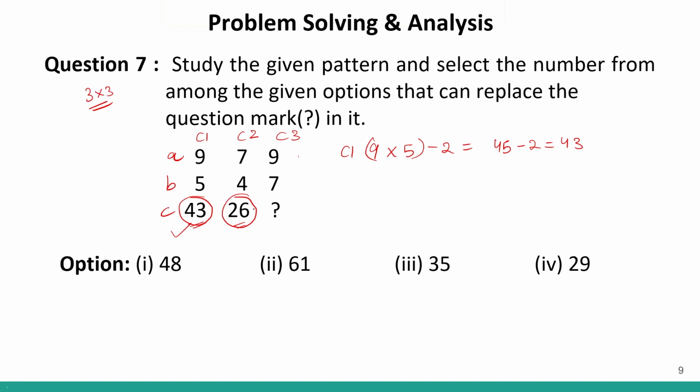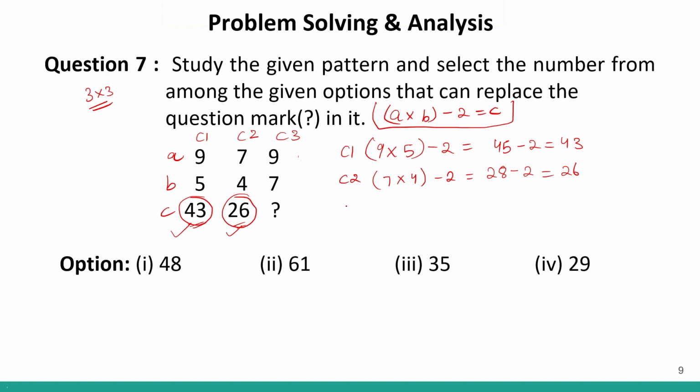Now let us check if it holds for column number 2 as well. So column number 2, this is what? This is basically A into B minus 2 is giving me C. This is the logic, correct? So I'll do the same logic for column number 2 as well. Column number 2, the first is 7 into 4 minus 2. So 7 into 4 will be how much? It will be 28. And if I subtract 2, this will give me 26. So 26 is correct. So similarly, I have confirmed the logic for column number 2.